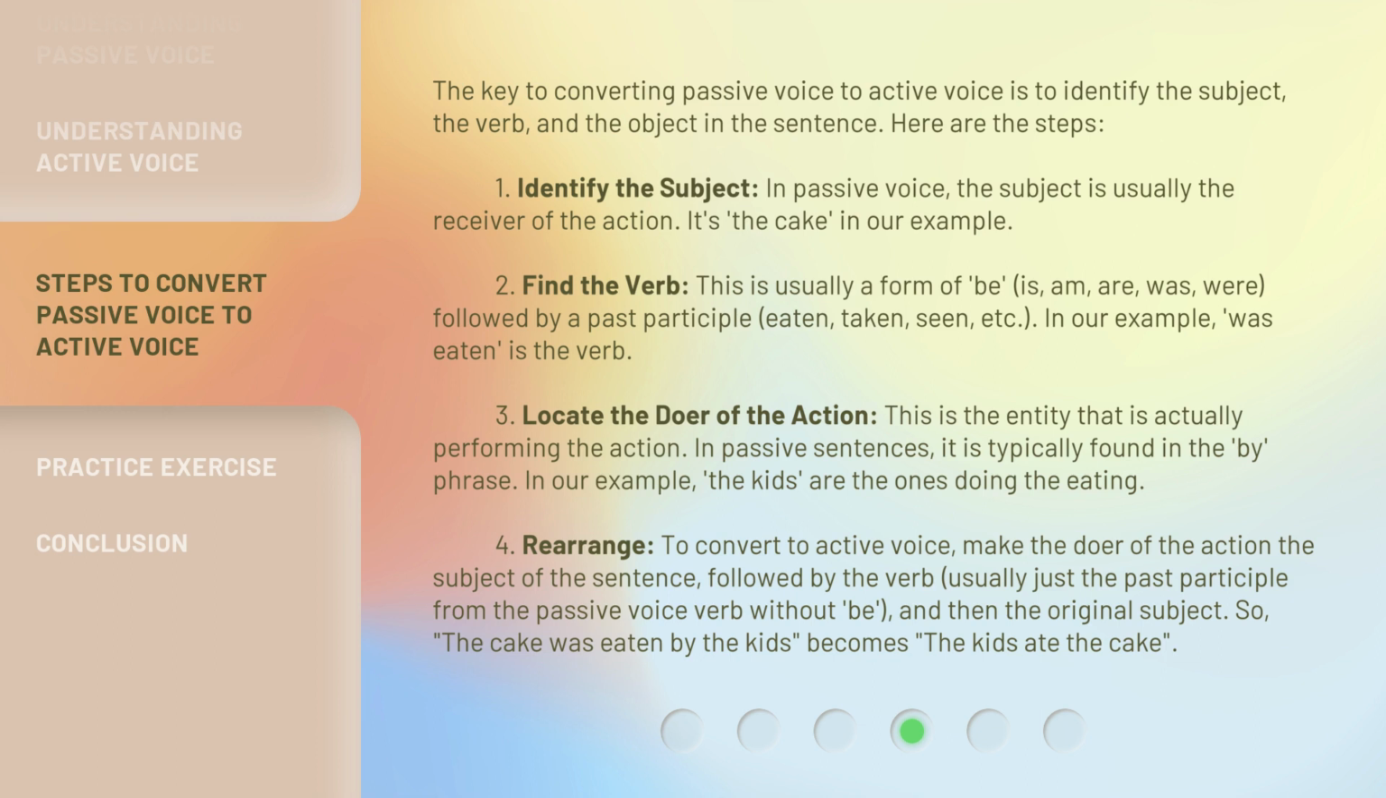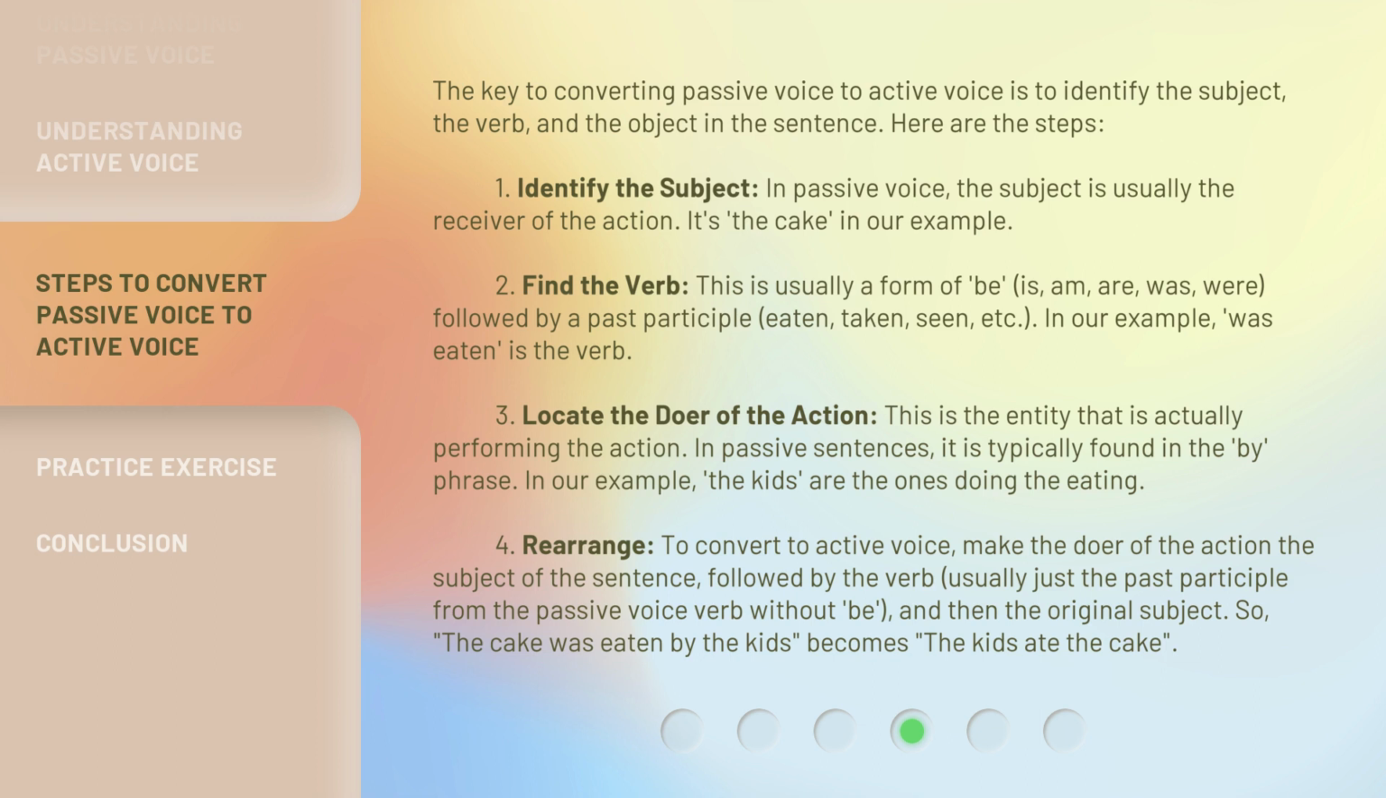3. Locate the doer of the action. This is the entity that is actually performing the action. In passive sentences, it is typically found in the "by" phrase. In our example, the kids are the ones doing the eating.